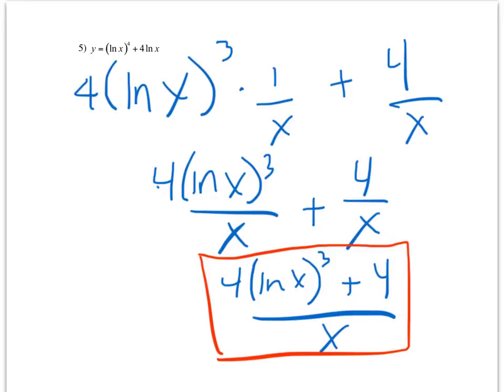In the final step, to get your final answer, it would be this combined with this. So 4 ln of x to the third over x plus 4 over x. I'm pretty sure by now you know that the derivative of ln x equals 1 over x.